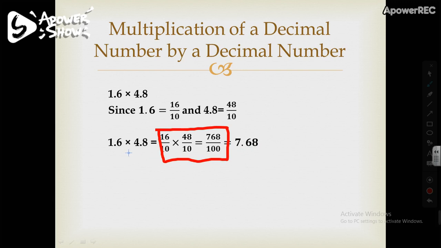Now you have to put the decimal point. So just count the digits after these decimal points. Here in this number you have one digit after the decimal point, and in this number you have one digit after the decimal point. So 1 plus 1 equals 2. So now you have to put the decimal point in such a way that after the decimal point you have two digits. So again count from the rightmost corner: 1, 2. So before 6 you have to put the decimal point.